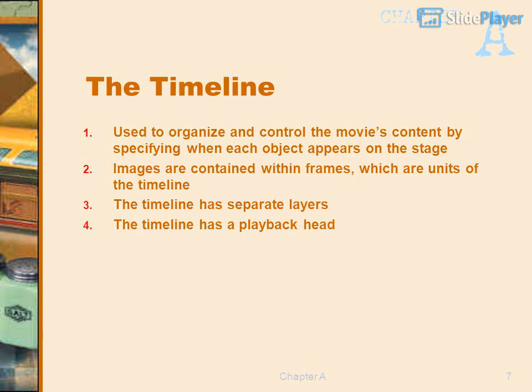The timeline is used to organize and control the movie's content by specifying when each object appears on the stage. Images are contained within frames, which are units of the timeline. The timeline has separate layers. The timeline has a playback head.